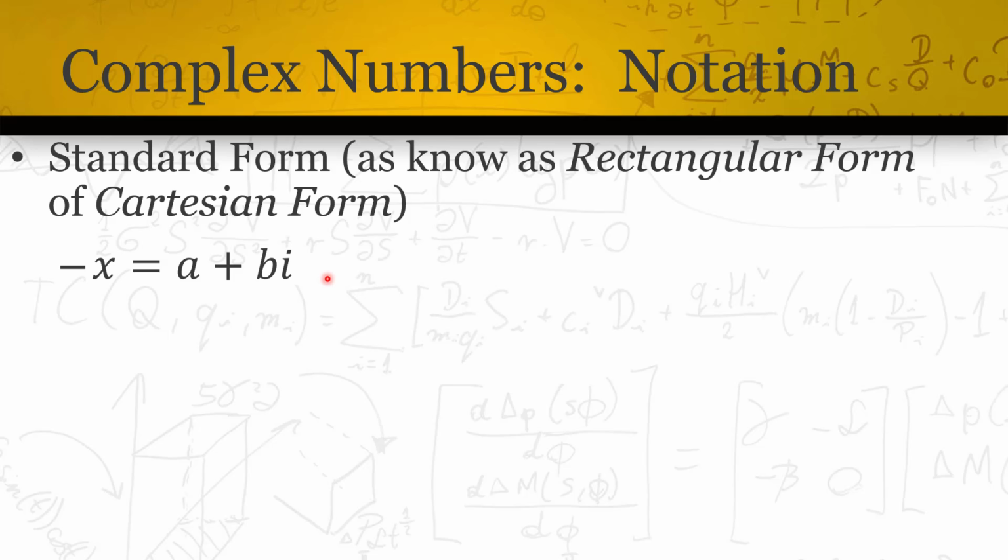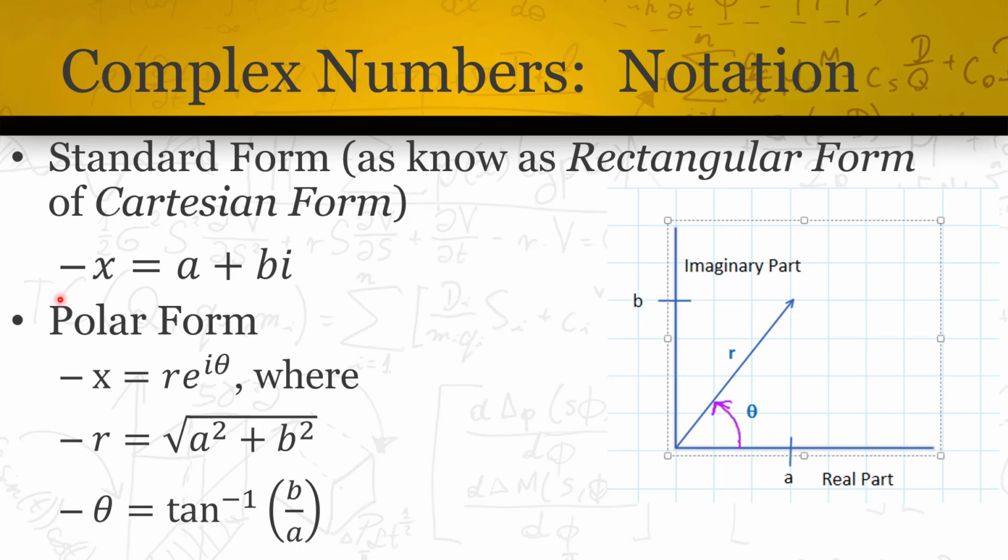Once again, this is the standard form. It's also known as the Cartesian form. There is also another form for the complex number, and that happens to be what we call the polar form, where x is equal to r times e to the i theta. Here, r is the magnitude of the complex number, and theta is known as the phase of the complex number.